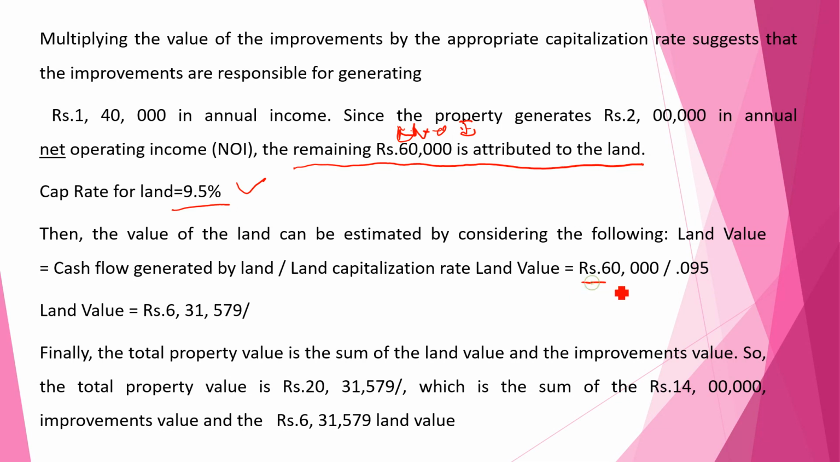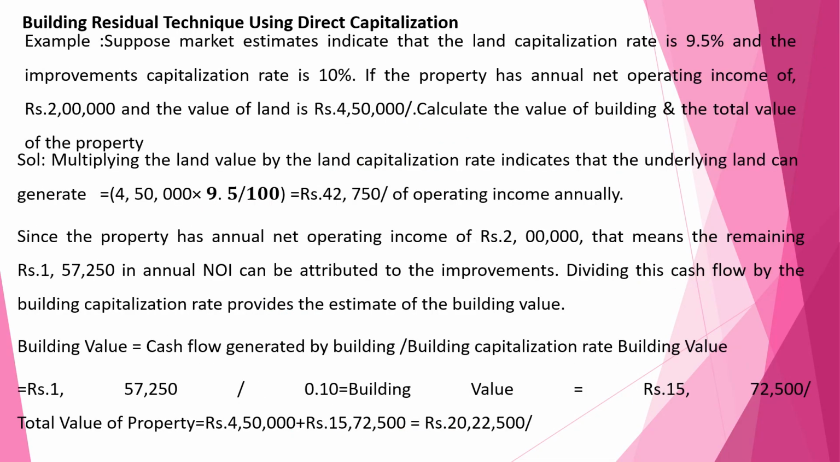It will be equal to 60,000 divided by the capitalization rate 0.095. So the land value is 6,31,579. This is the land value. The building value is 14 lakh. So the total value will be 20,31,579, out of which 14 lakh is the building value and 6,31,579 is the land value.